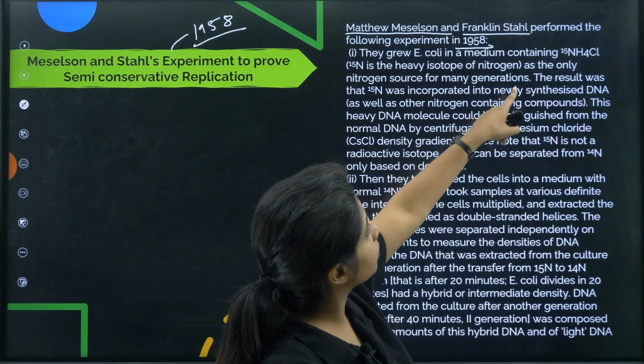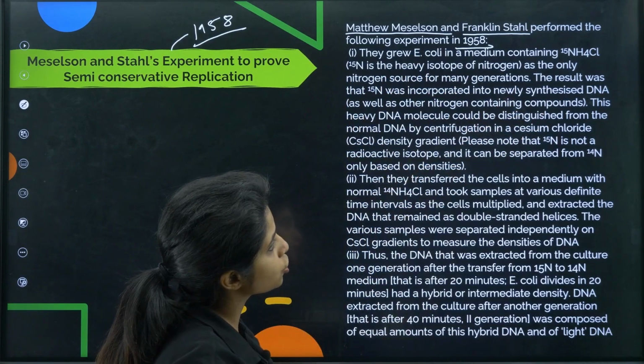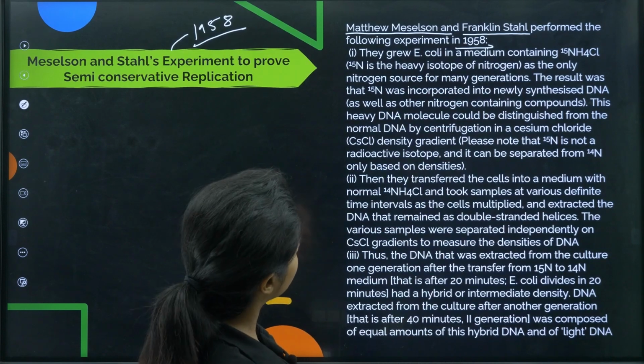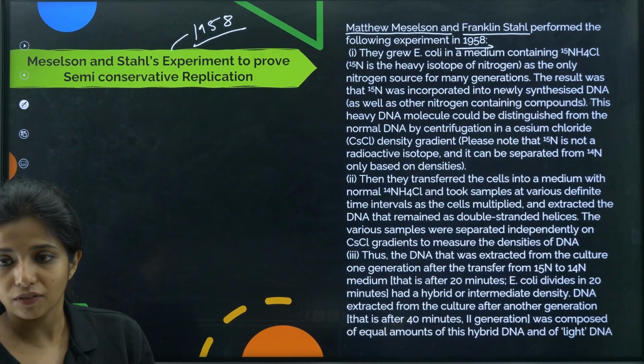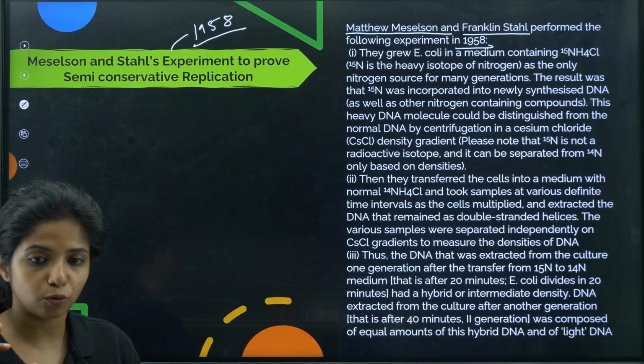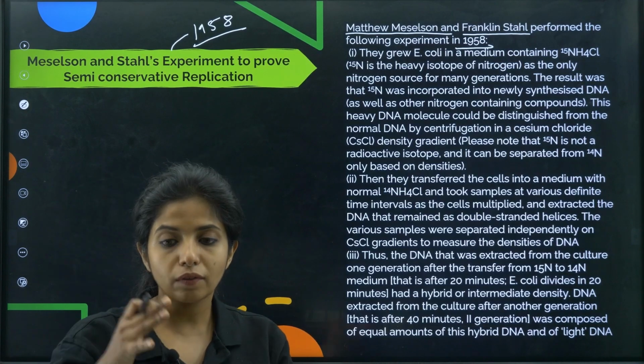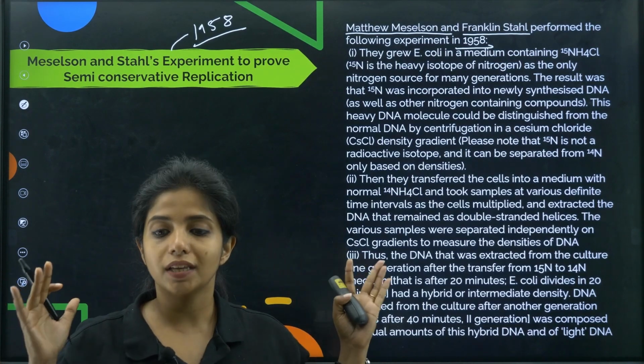They grew E. coli in a medium containing NH4Cl. Here N15 is a heavy isotope of nitrogen. It's a heavy isotope of nitrogen, it's not radioactive. So you have different isotopes, right? N14 is there, N15 is there.